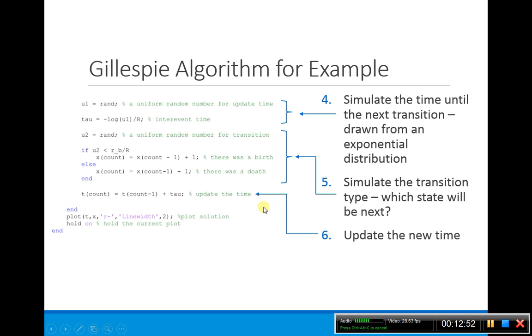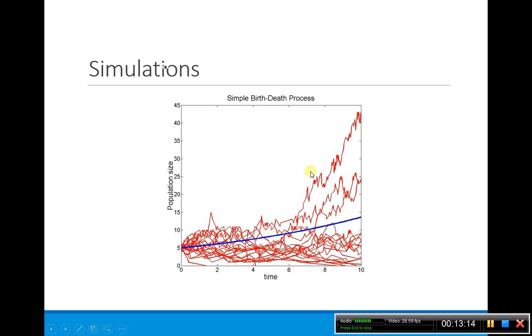What's next is I'm going to update my time, and I'm going to iterate steps 2 through 6 until the final time, so that was what the loop was for. So I'm going to keep on going until my count is either 0 or my time is up, and then this part is just to plot it. Remember, this n comes from the fact that I want to do this multiple times to look at the different realizations. And this is what I get. So these are all the different sample paths. This is what I would have gotten if I had a simple birth-death model using an ODE.